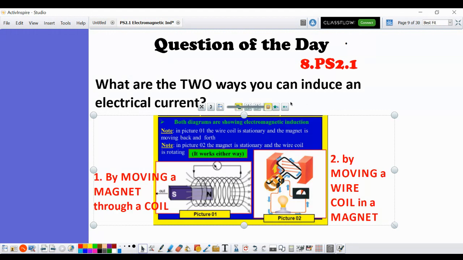But what you should have come up with is that by moving a magnet through a coil or by moving a wire coil within a magnet, you are going to be able to produce electrical current. You had a lab that you did with number one, and then number two, you had an activity or a video that showed you how to do that with the gentleman turning the crank and showing you how the little light bulb turned on and off. So those are the two ways that you can induce an electrical current.